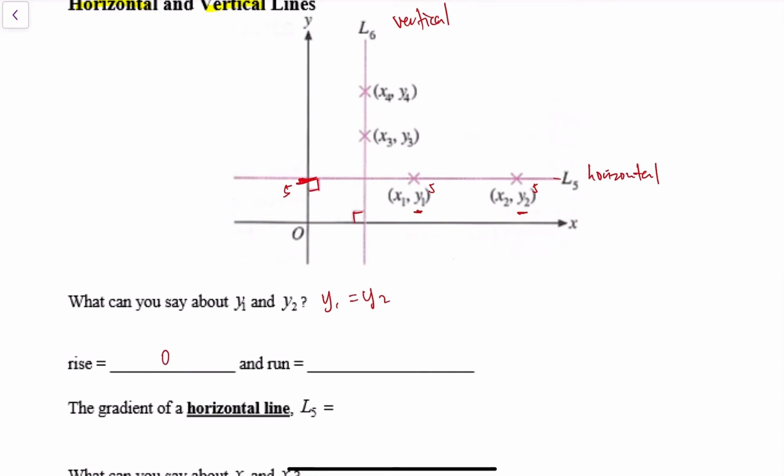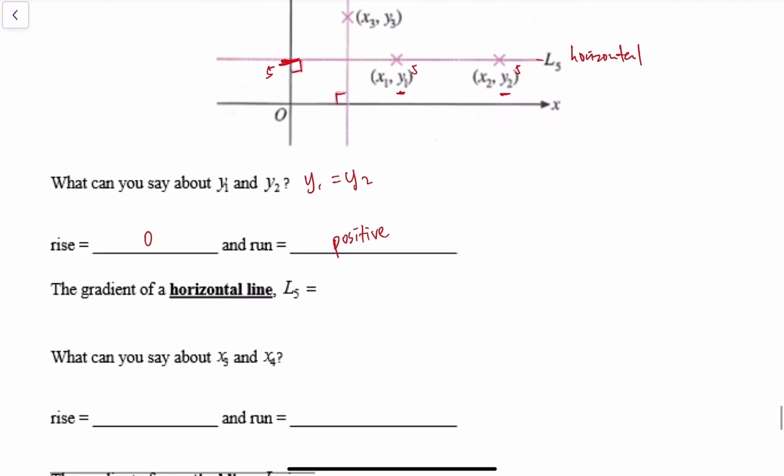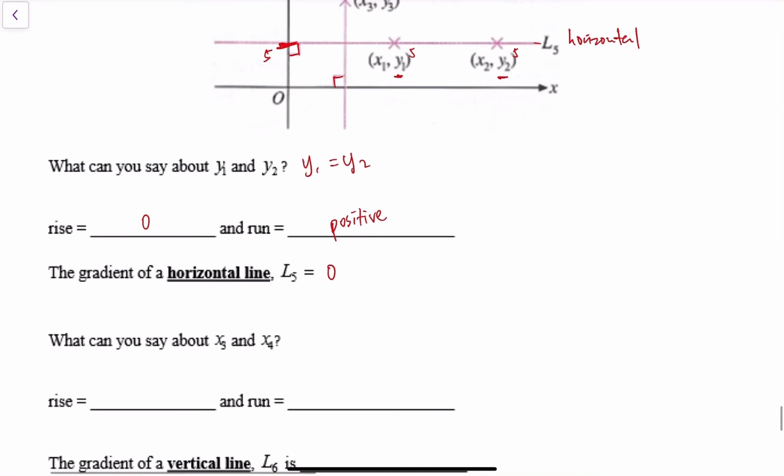I did not rise at all. Okay, from my first to second reference point, it's actually flat. You go across, it doesn't change anything. But my run, I increase x1 to x2. If you calculate it, actually the number increase. So therefore, the gradient of a horizontal line is actually 0.